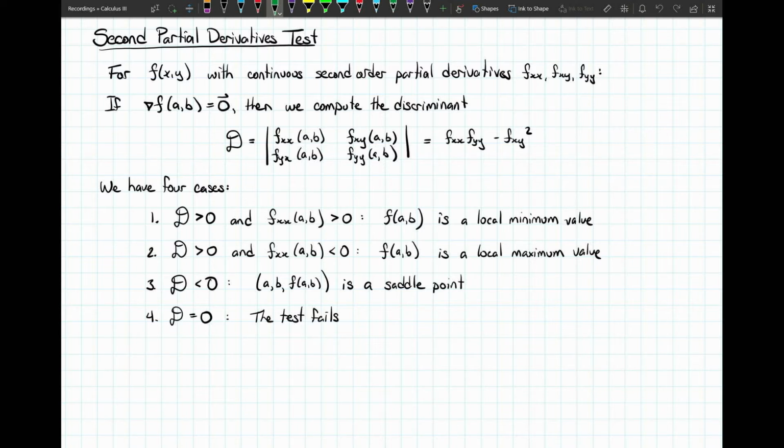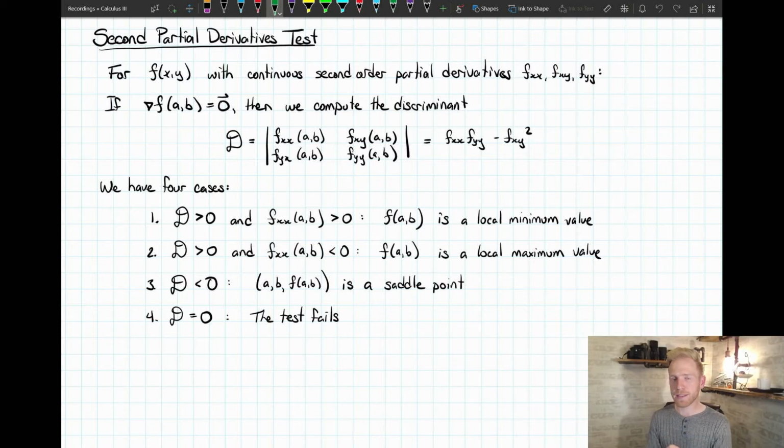If the discriminant is negative, though, we don't have to test any of the second order partial derivatives afterwards. That just tells us that at that particular point, (a, b, f(a, b)), that's a saddle point. Unfortunately, if this discriminant equals 0, then we cannot use the second partial derivatives test to classify that point as one of the 3 options. Now that we've got this test, it's pretty easy to classify each critical number as one of the 3 options.